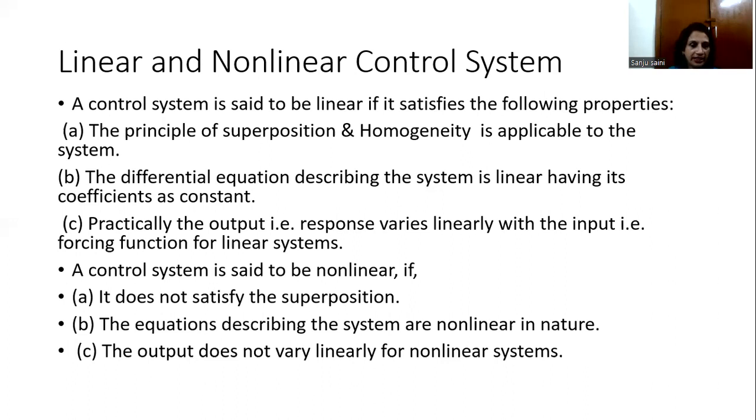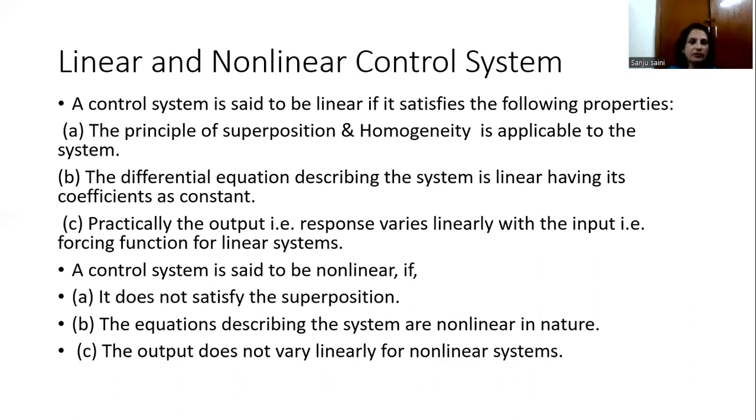Like in case input is k into x1, then output should also be k into y1. So that is the principle of homogeneity. So in case the control system is following both these properties, means in case we are adding the inputs, then the output should also be added. In case we are multiplying the input by a certain value, then the output should also get multiplied by the same value. In case these two principles are followed, then the control system is said to be the linear one.